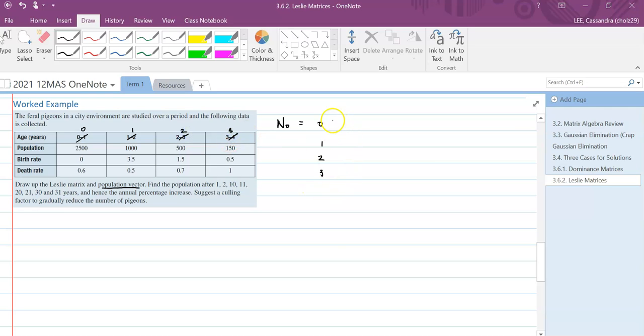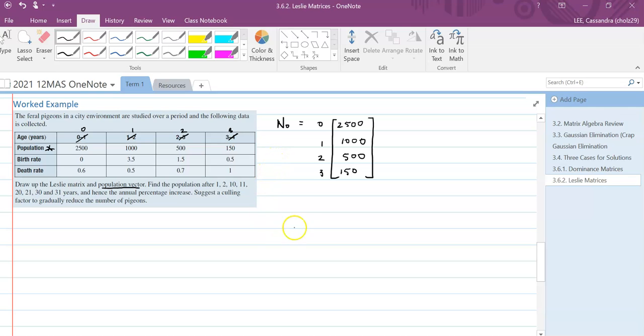We don't have any that make it to their 4th year. So for our initial population, we have 2,500 of the 0-year-olds, 1,000 of the 1-year-olds, 500 of the 2-year-olds, and 150 of the 3-year-olds. So this is our initial population vector.